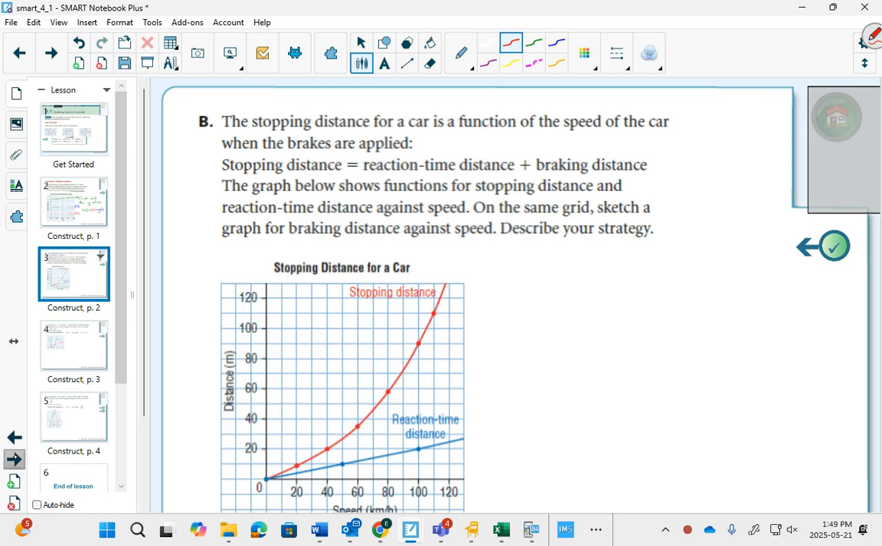So we have a braking distance, okay? That braking distance we're going to do in green.